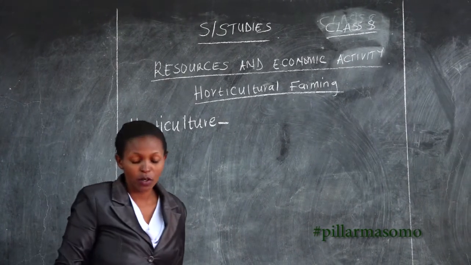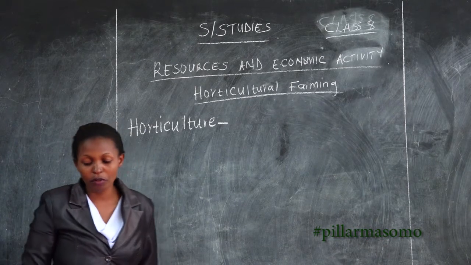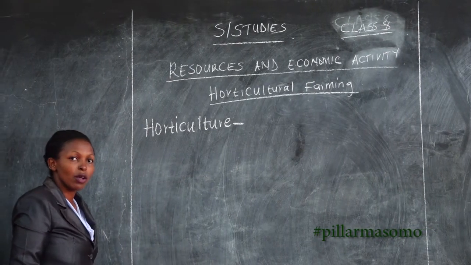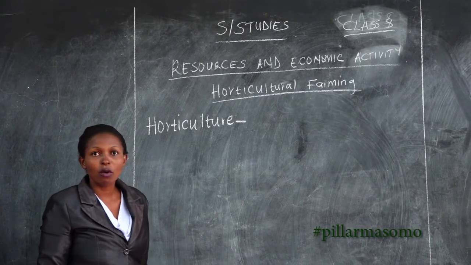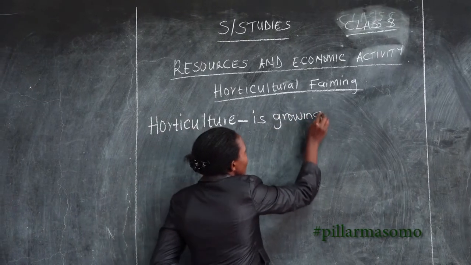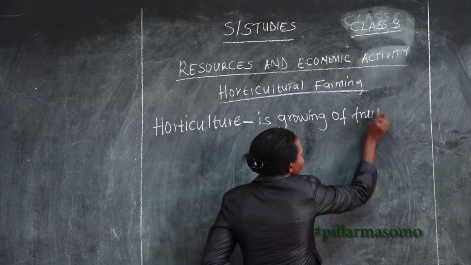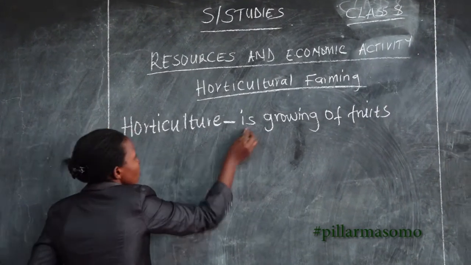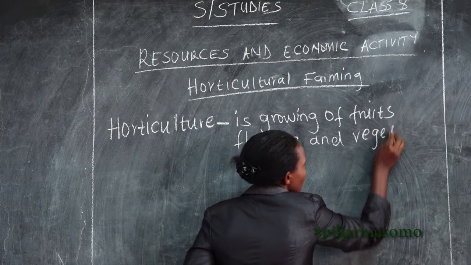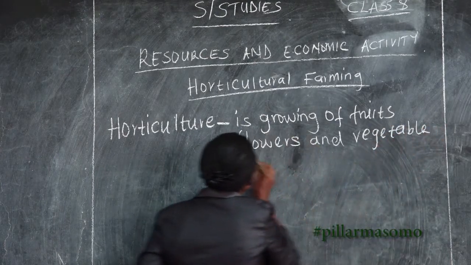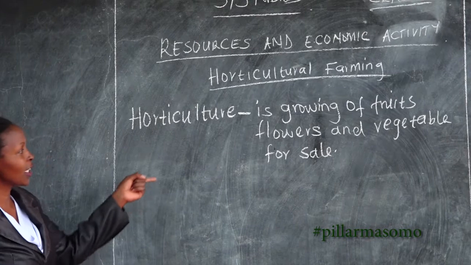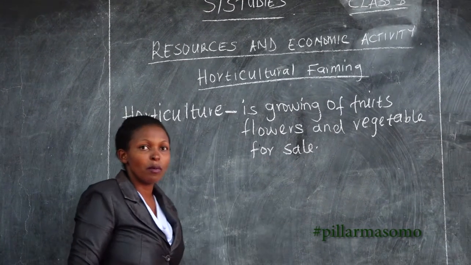So we ask ourselves, what is horticulture? Horticulture is the growing of vegetables, fruits, and also flowers for sale. So horticulture is growing of flowers, fruits, and also vegetables for sale. So we have said horticulture is growing of fruits, flowers, and vegetables for sale.